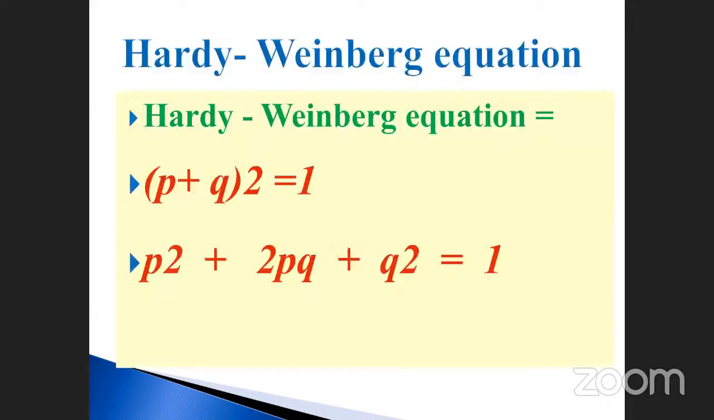So as a result, you will get one equation, that is the Hardy-Weinberg equation. You already studied it in maths classes. (p + q) whole squared is equal to 1. This is a statement. So how will you expand it? p squared plus 2pq plus q squared is equal to 1. This is the equation of the Hardy-Weinberg law. How it is constructed, we will see one by one in the next classes.